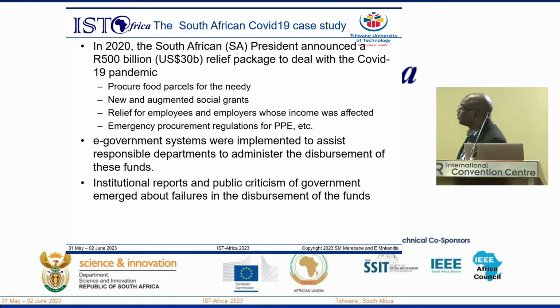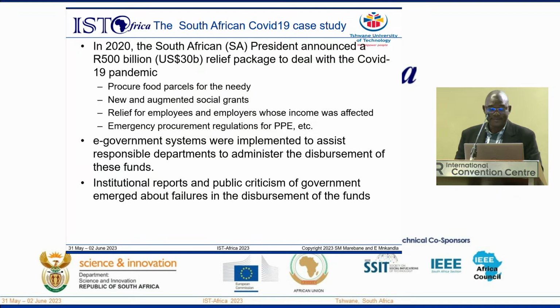Amongst other things that were supposed to be addressed was the purchasing of food parcels to assist the needy, to supply new social grants and augment the already existing social grants, and also pay relief to employees and employers whose income were affected by the lockdown, and also the emergency procurement of PPE and other related stuff. So it was a number of things that were supposed to be procured.